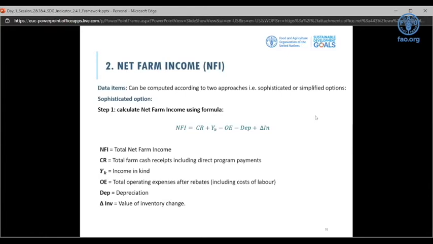So I was talking about options. The first option is the more sophisticated option. The second one is a simplified approach, which is based on farmer declaration.